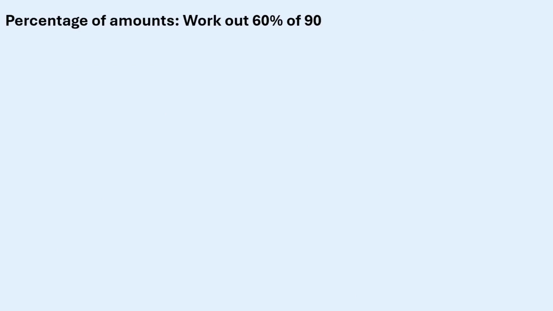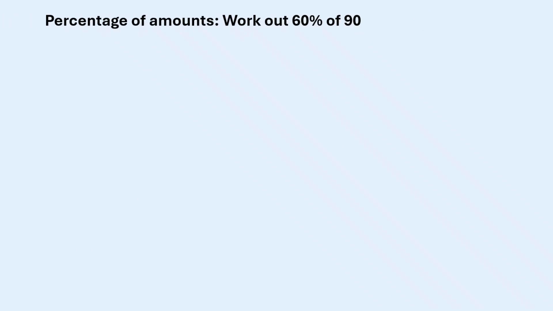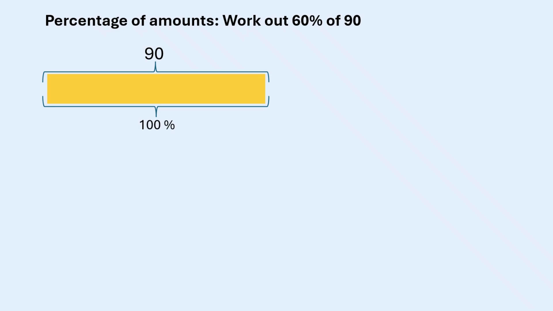Let's now build up our skills in working out percentages of amounts, and we'll start with this question: work out 60% of 90. So we're starting out with 90. The whole bar here is going to represent 90. That's 100%. And we need to find 60%.